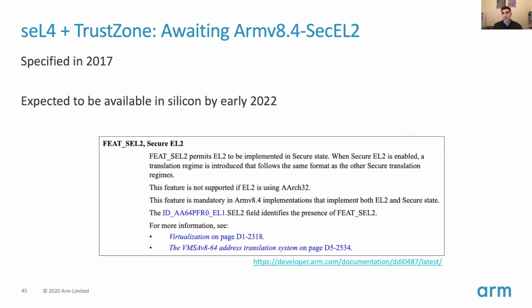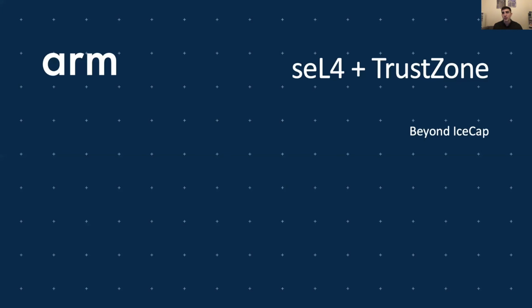Secure EL2 was introduced into version 8.4 of the ARM architecture back in 2017 as an optional feature. We expect the first hardware platforms implementing it to be available by early 2022. So far, I've described a TrustZone firmware design where seL4 in secure EL2 replaces the typical secure monitor in EL3. In particular, I've shown how that design works within IceCap.